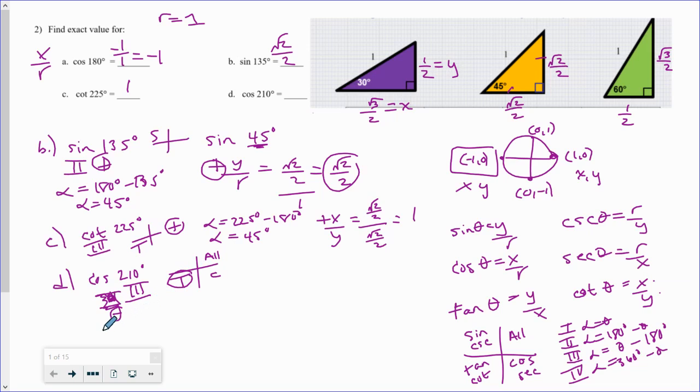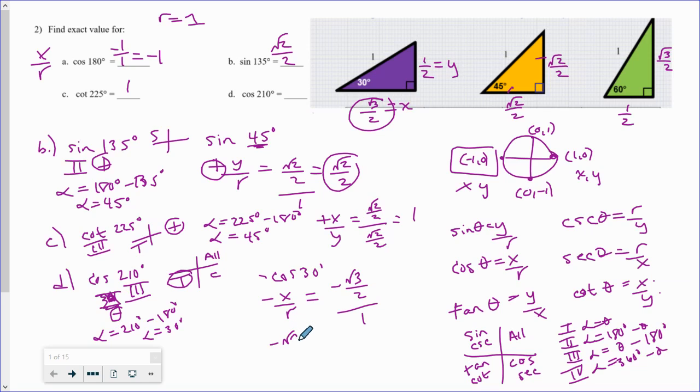So I need to find alpha now. Alpha is 210, subtract the 180. My alpha is 30. So I will evaluate the negative cosine of 30 degrees. Well, cosine is x over r, so I'm going to do the opposite of x over r for the 30-degree triangle. Here's my x, and r is 1, so I'm going to do a negative radical 3 over 2 all over 1, and anything over 1 is itself, so my answer is negative radical 3 over 2.